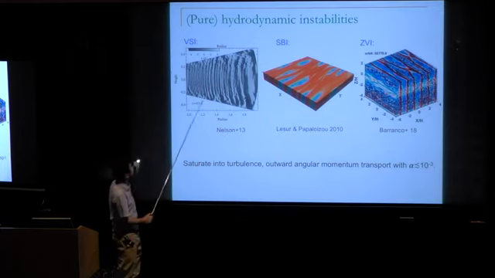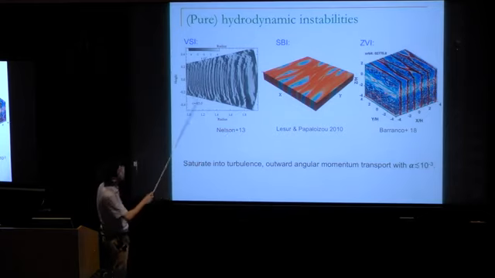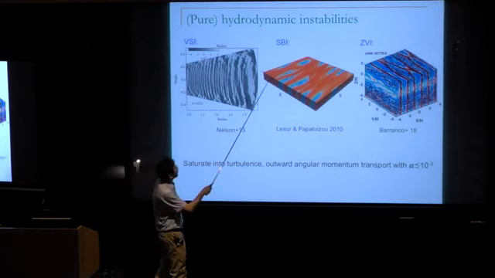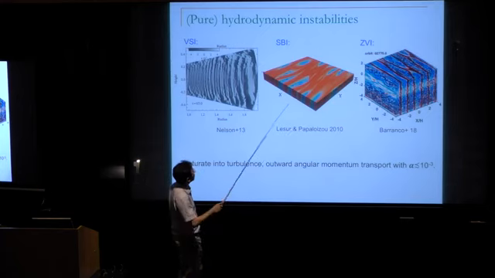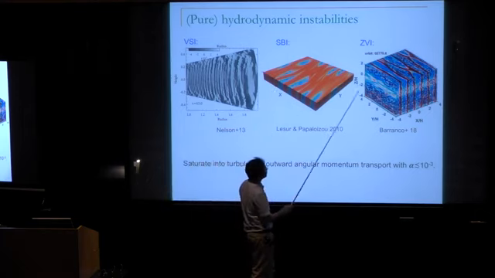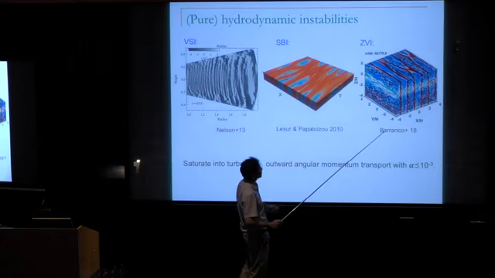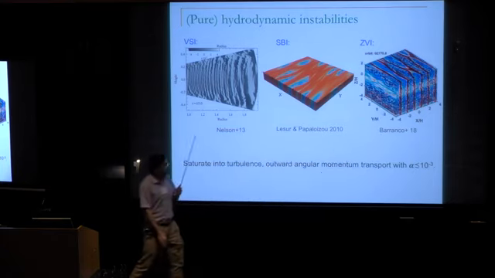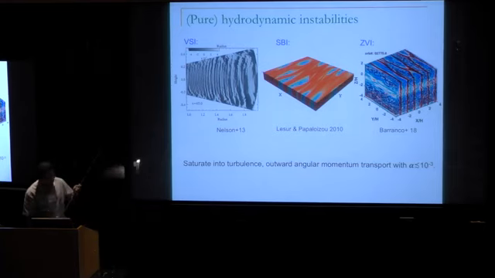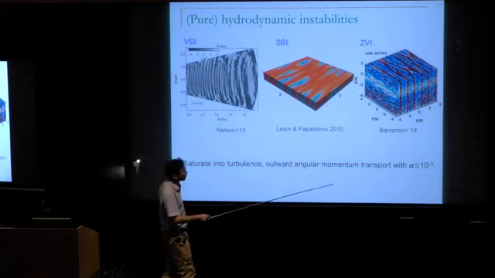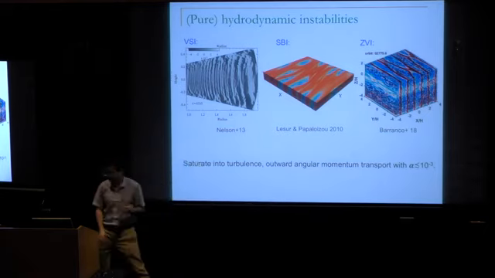These different instabilities have different properties. The VSI primarily shows pronounced vertical velocity fluctuations. The baroclinic instability or convective overstability shows a lot of vortices, not big, actually small vortices. The ZVI, the zombie vortex instability, also starts with some vortices, but later on it can evolve into so-called zonal flows. Nevertheless, they all seem to transport angular momentum, but only at a modest level, typically with alpha values less than about 10 to the minus 3.